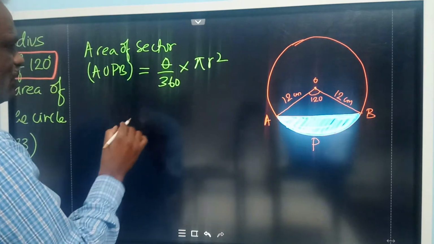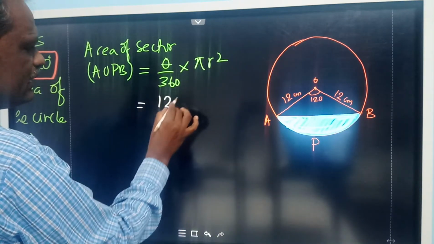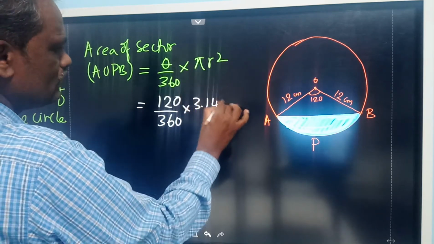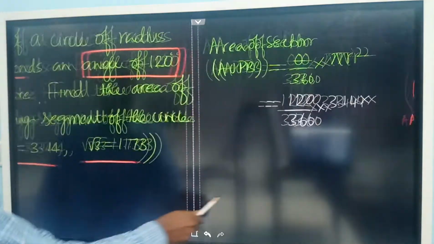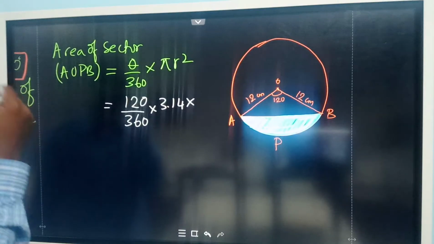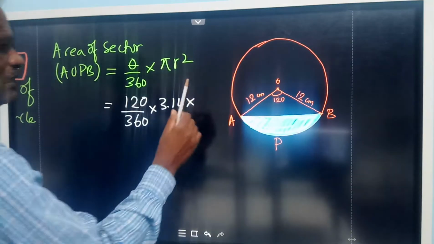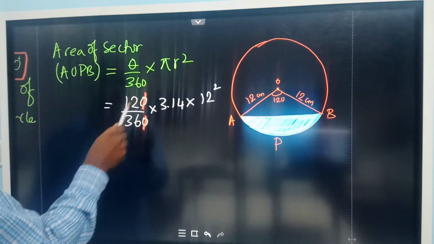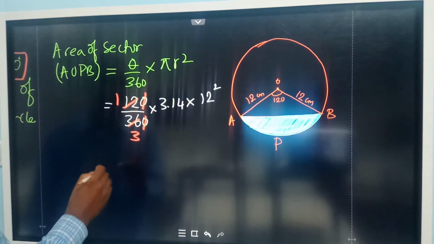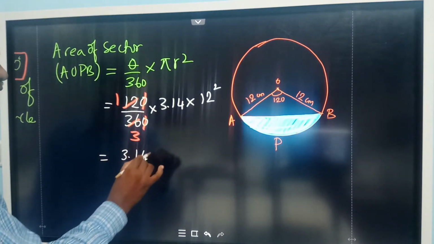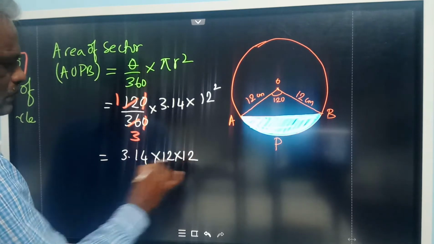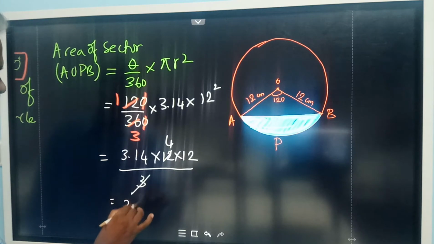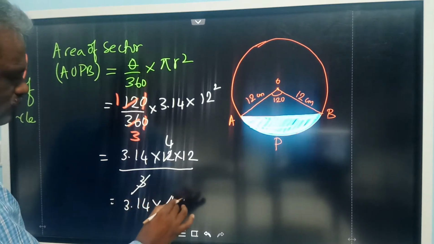You can substitute the values here. Theta here is 120 degrees divided by 360, into 3.14, because they told us to use only 3.14. It will be easy for calculation purposes. And the radius given is 12 squared. So you can cancel the zeros: 12 ones are 12, threes are. So now 3.14 into 12 into 12 divided by 3. 3 ones are 3, 3 fours are 12. 3.14 into 12 fours are 48.